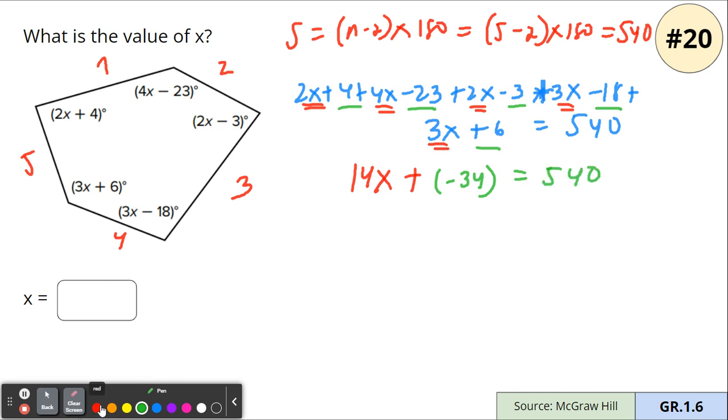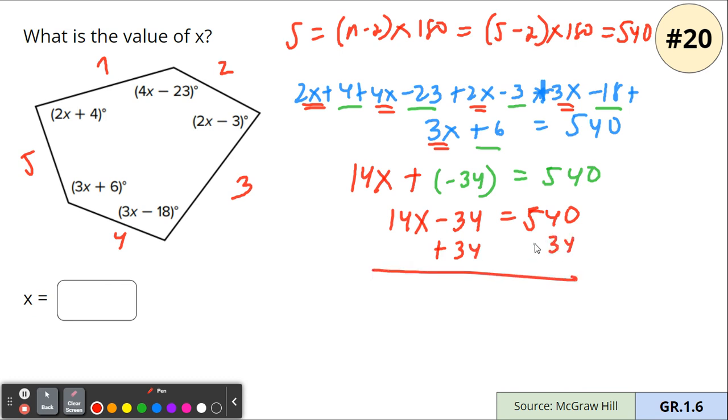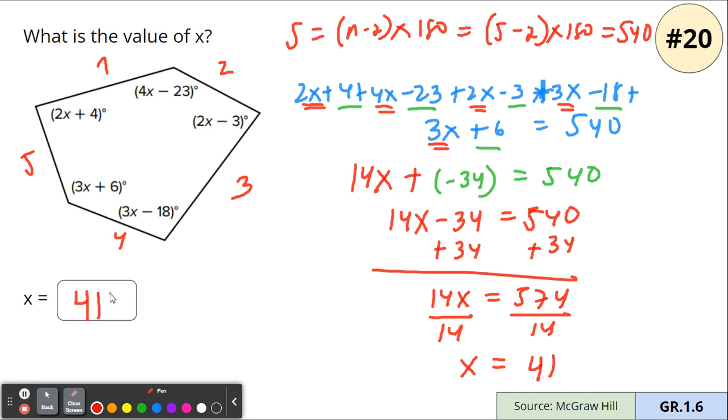So let me just rewrite that one. It's 14x minus 34 equal to 540. So solving for x, we add 34 on both sides. So we will have 14x is equal to 574. Divide by 14 on both sides of our equation. So x is equal to 41. So our x is 41 for this question.